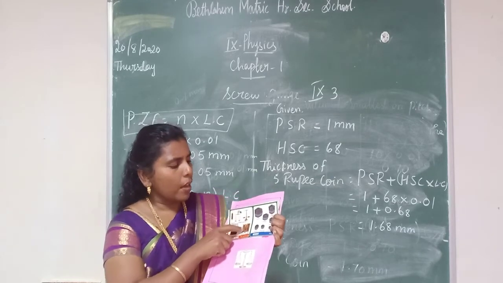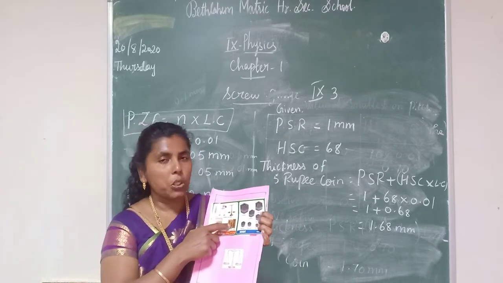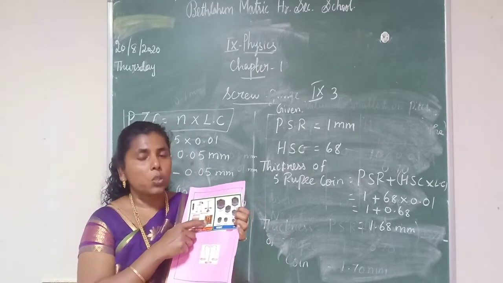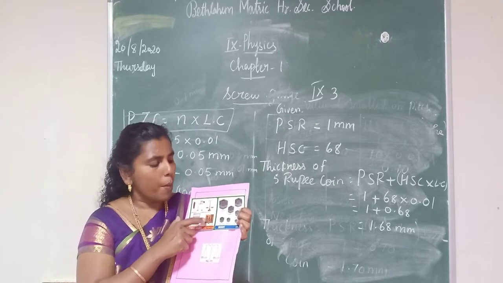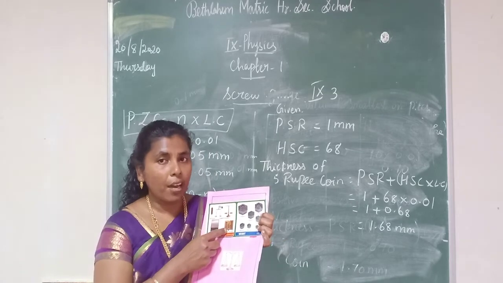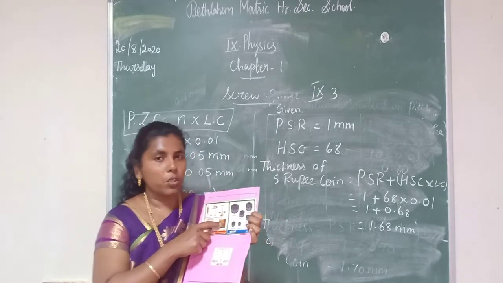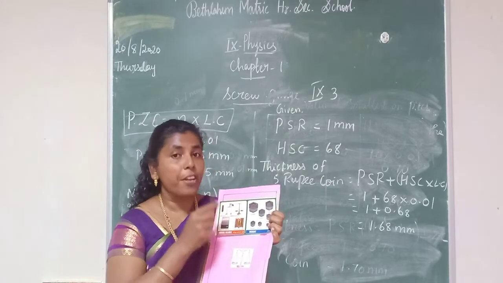And listen here, this is the physical balance. The physical balance is used in the laboratory. It is available in the physics lab. By using this we can measure milligram weight. Kilogram weight and milligram weight we can measure by using this physical balance. When compared to the beam balance it is very sensitive.